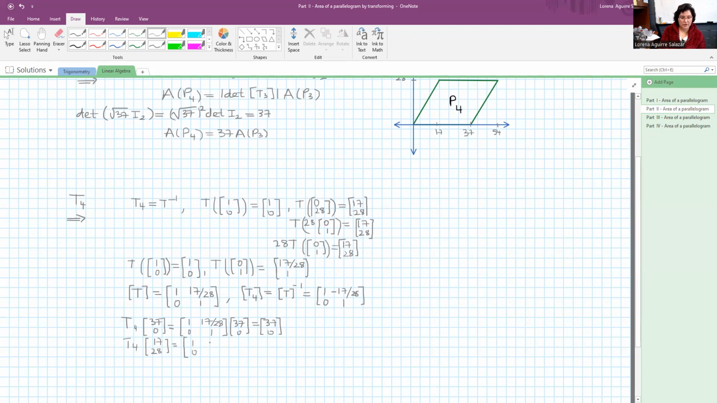So here we have (1, 0) and then (-17/28, 1), multiplied by (17, 28). Oh, and there was a negative sign here, right? So it's 17 minus 17/28 times 28, that gives us 0. And then 0 times 17 plus 1 times 28, so (0, 28). So the picture we have in mind is looking like the following one.